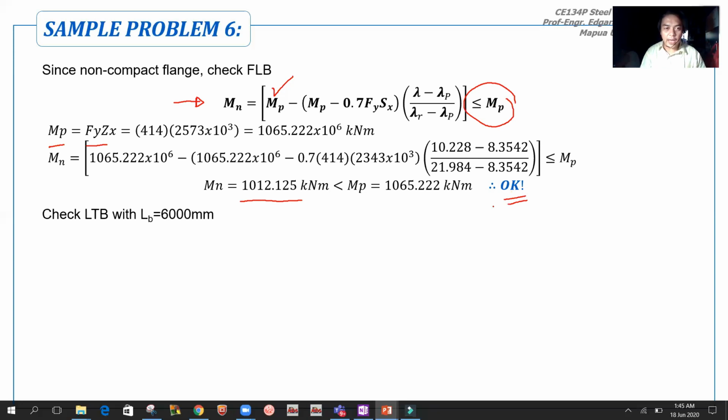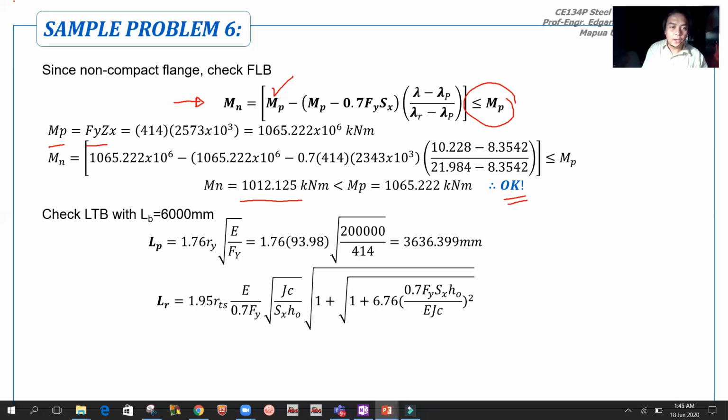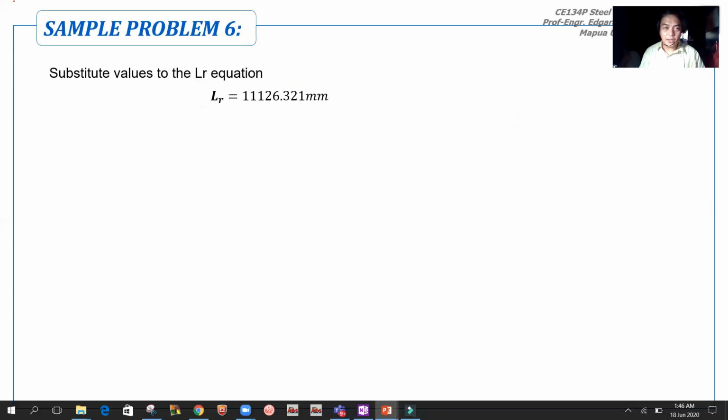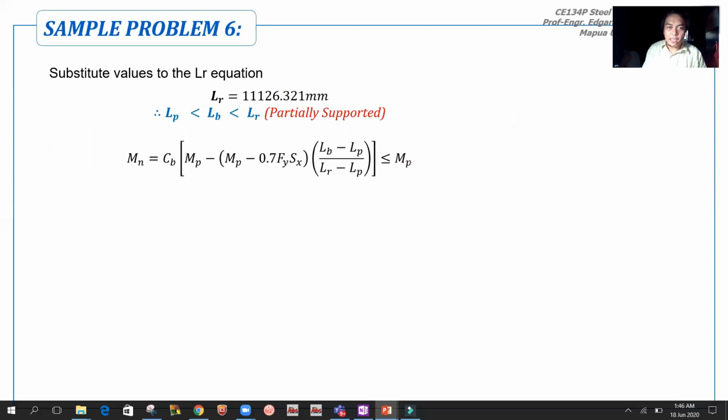So, i-check natin yung LTB naman with LB 6 meters. 6 meters is the span of the beam. Okay, so ito yung lateral support condition, no? So, ito yung LP formula, direct substitution. Ito yung LR formula. Direct substitution lang naman yan, mahaba lang. Okay? So, yan yung LR using those long formula. So, you will find out that our LB is in between LP and LR. So therefore, it's partially supported.